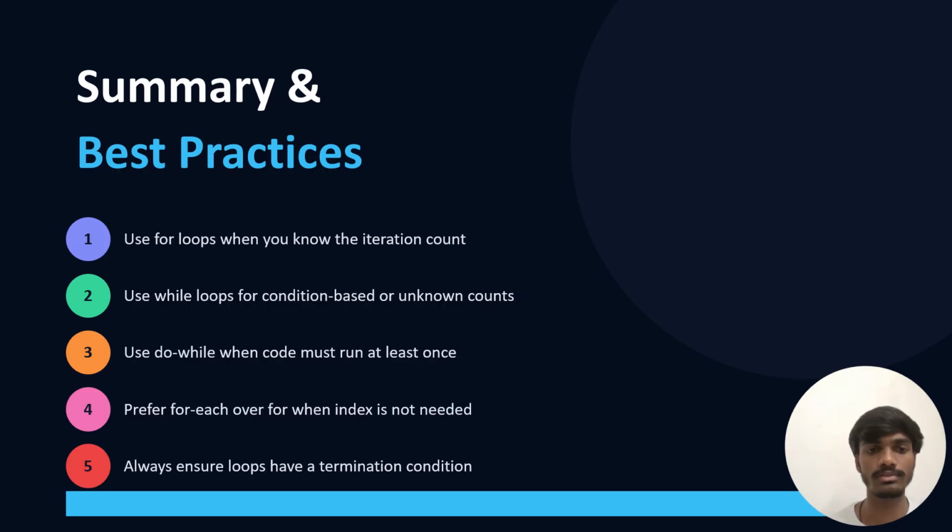In conclusion, use for loops when you know the iteration count. Use while loops for condition-based or unknown counts. Use do-while loops when your code must run at least once. Prefer for-each when the index is not needed. Always ensure that loops have a termination condition.